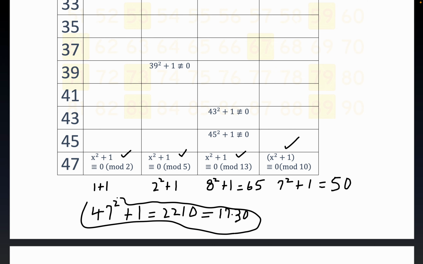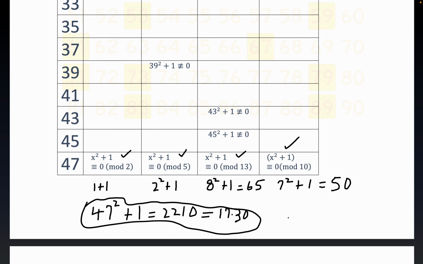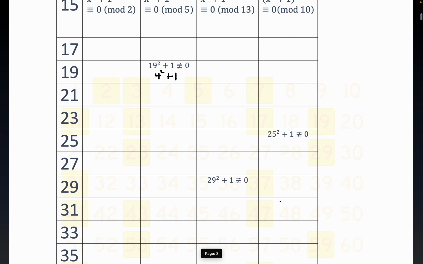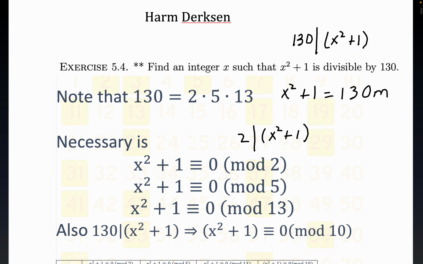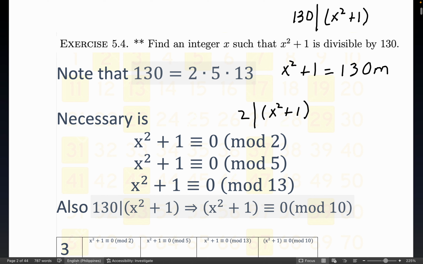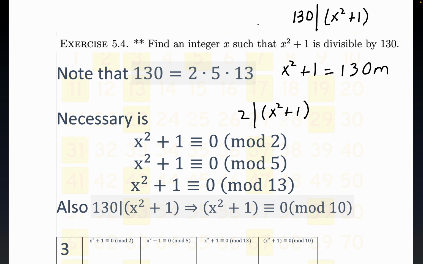I'm not claiming that this is the best way to do it, but it is a way. And the problem, from Harm Derksen, just said, find an integer x. Well, x equals 47 is the answer here, or at least it's one of the answers. There's bound to be others. But x equals 47 gets the job done, and that's what he called for, I think. Find an x such that x squared plus 1 is a multiple of 130. x equals 47 gets the job done.